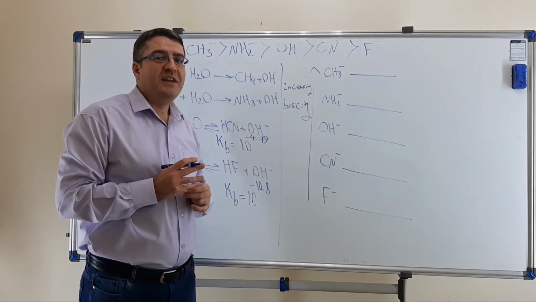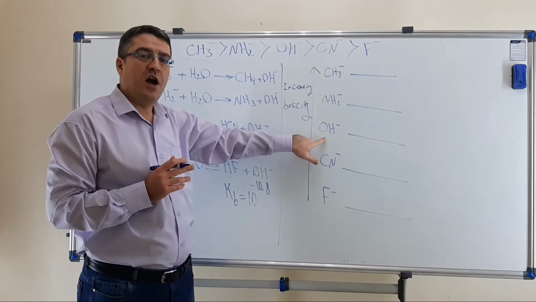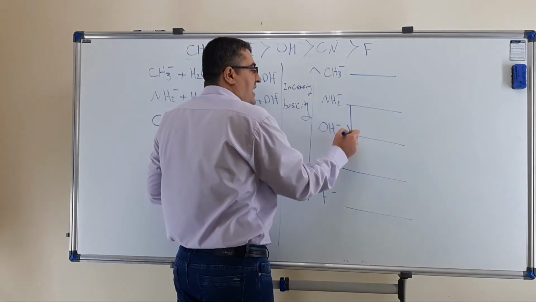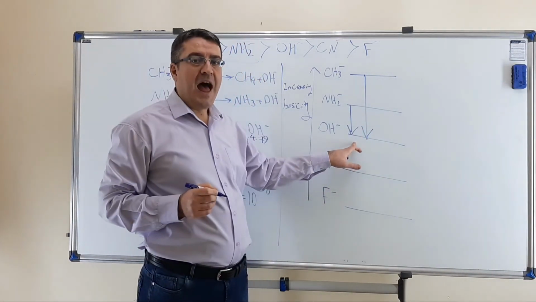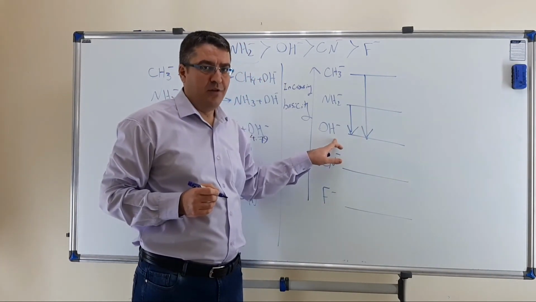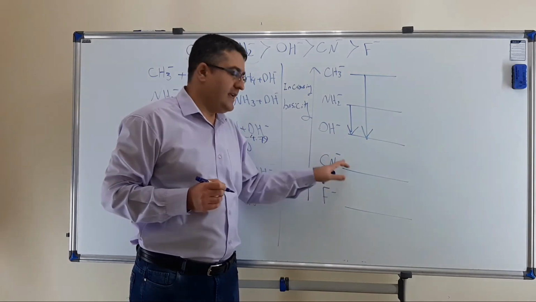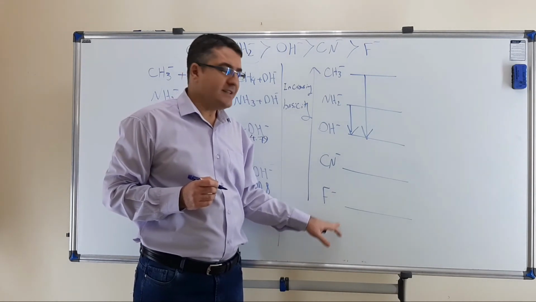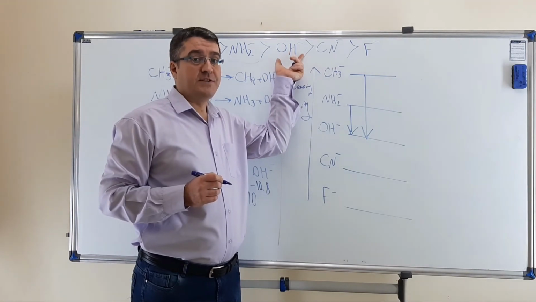Water is a leveling solvent for these bases, which are stronger than the conjugate base of the solvent. Their basicity is leveled with each other and with the conjugate base of the solvent. But we don't have such an effect for these bases. Water is a differentiating solvent for these bases, which are weaker than the conjugate base of the solvent.